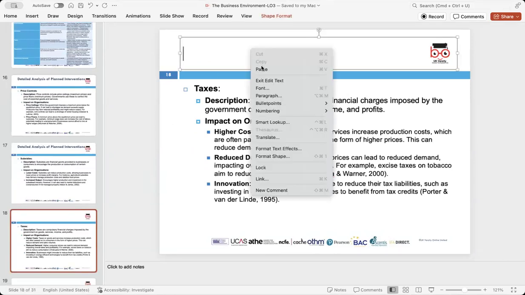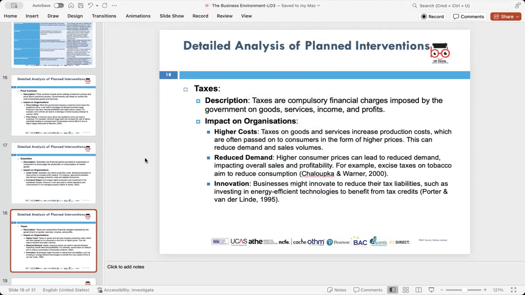Next one is taxes. These are compulsory financial charges imposed by the government on goods, services, income, and profit. They are a primary source of government revenue. Impact on organizations: higher cost. Taxes increase the cost of production for businesses. These higher costs are often passed on to consumers in the form of higher prices. For example, excise taxes on tobacco products are intended to reduce consumption by making these products more expensive. Okay, so next is reduced demand.